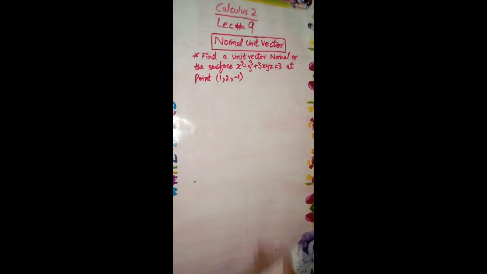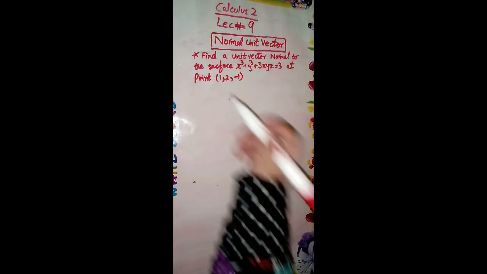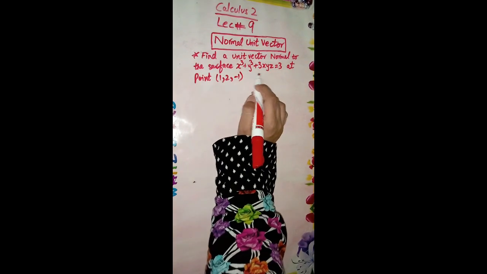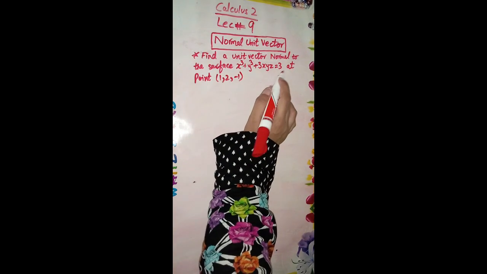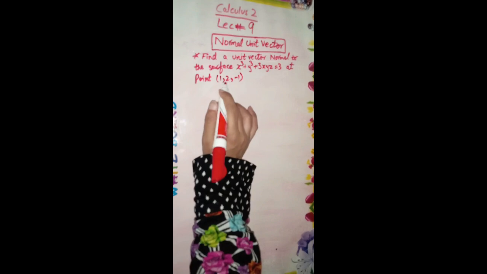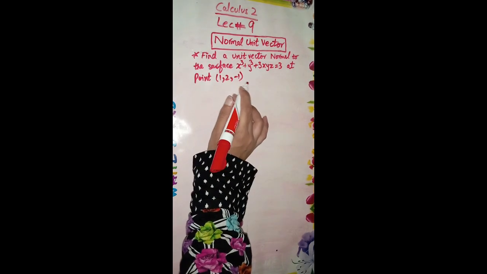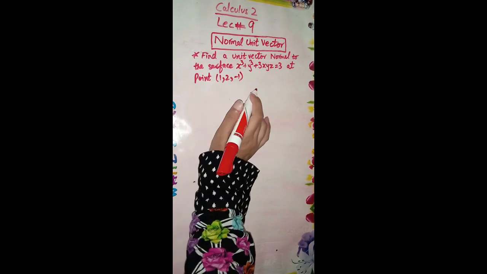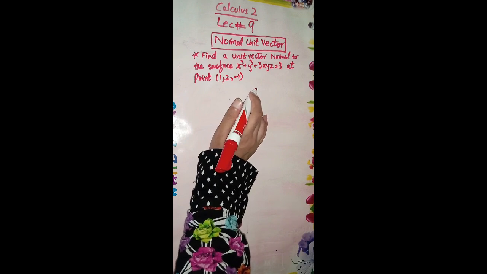So our first example is: find a unit vector normal to the surface x cube plus y cube plus 3xyz is equal to 3 at point (1, 2, minus 1). These points are the values of x, y and z.